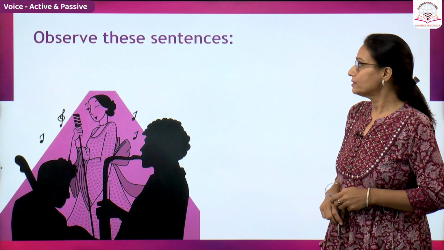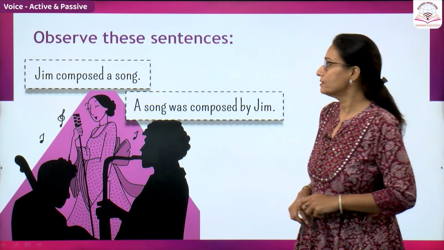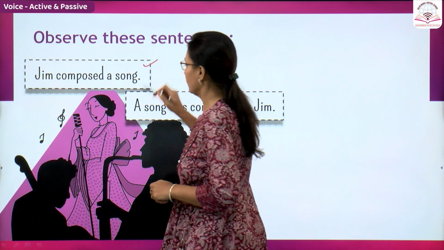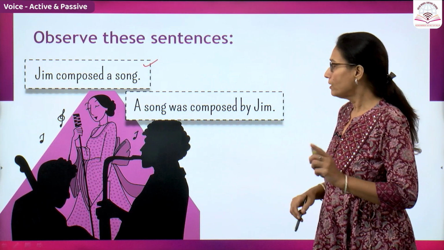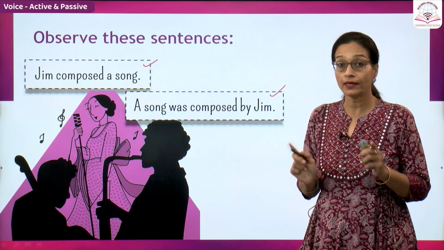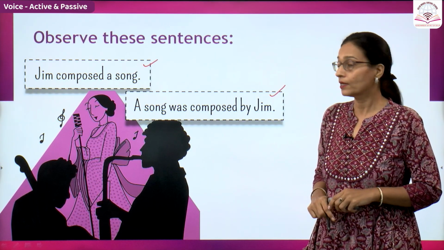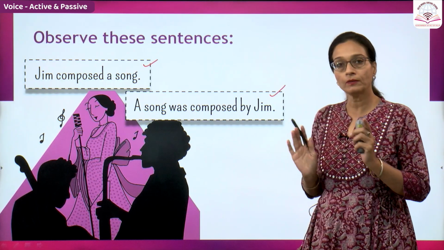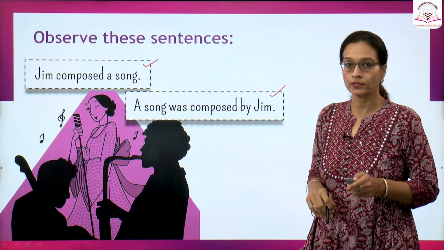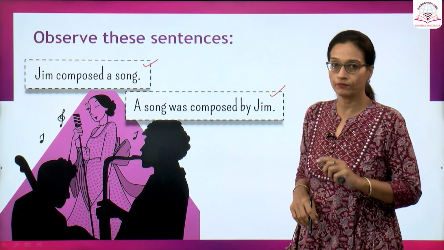Now, let us take a look at these two sentences. The first sentence is, Jim composed a song. The second sentence, a song was composed by Jim. Do you find any difference between these two sentences? In fact, if we talk about the meaning, there is no difference. However, if we look at the structure, they are different.